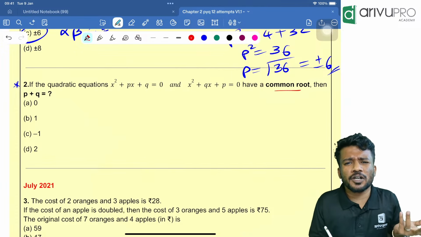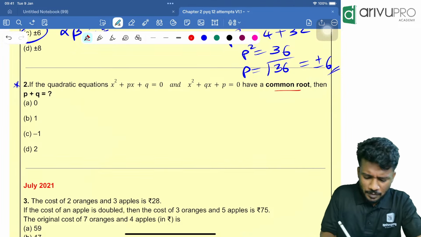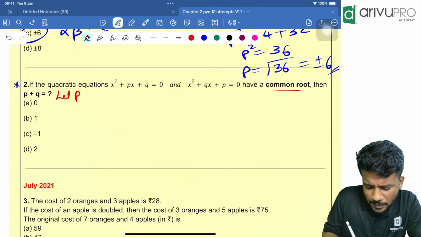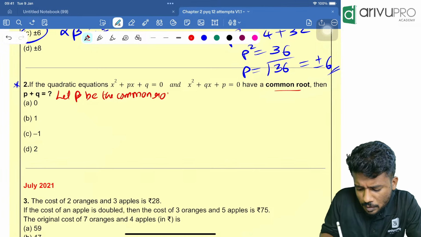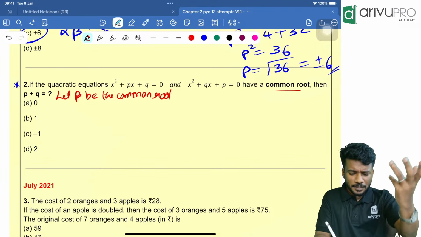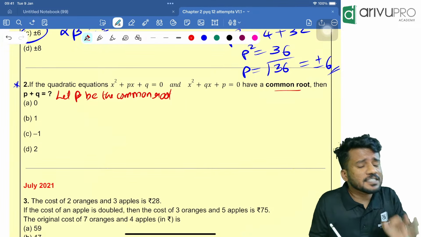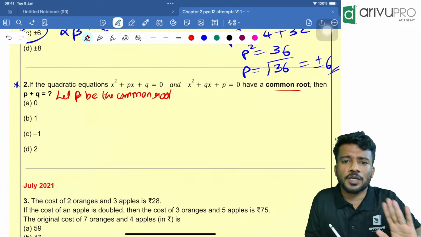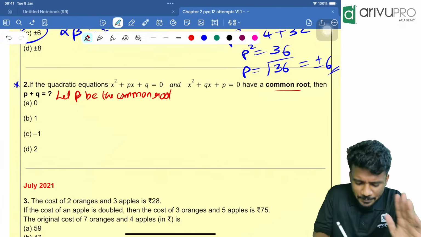Usually we will assume what? Alpha and beta are the roots of the equation, right? So I am going to assume let beta be the common root. That means if beta is the common root, if I substitute beta in both the equations, the equation should be satisfied. That is the basic thing, right? So substitute in the first equation.